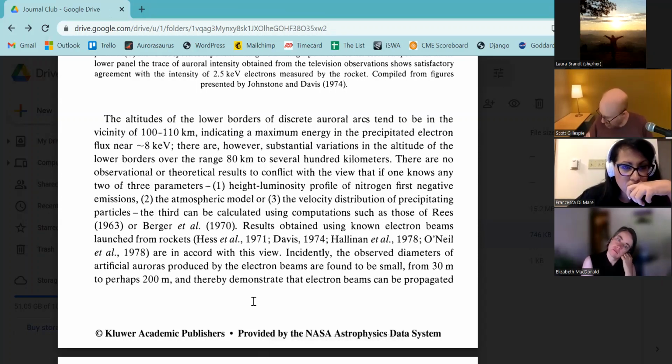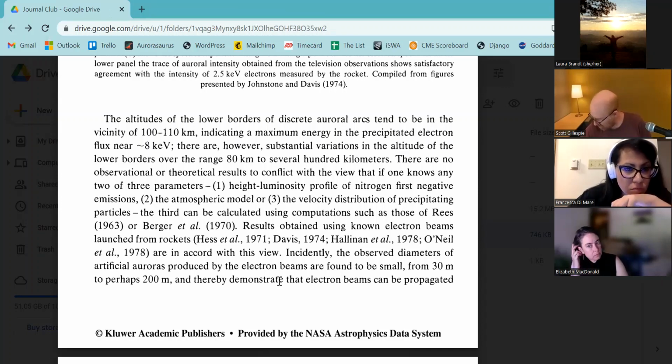3 parameters, 1, height luminosity profile of nitrogen first negative emissions, 2, the atmospheric model, or 3, the velocity distribution of precipitating particles, the third can be calculated using computations such as those of Rees, 1963, or Berger et al., 1970. Results obtained using known electron beams launched from rockets, Hess et al. 1971, Davis 1974, Hallinan et al. 1978, O'Neil et al. 1978, are in accord with this view.